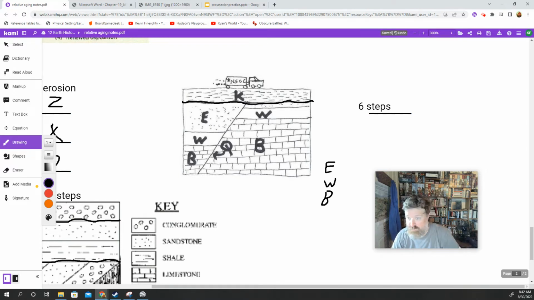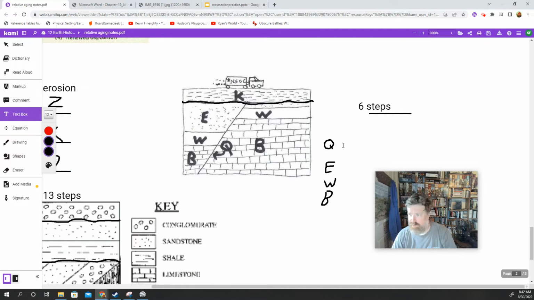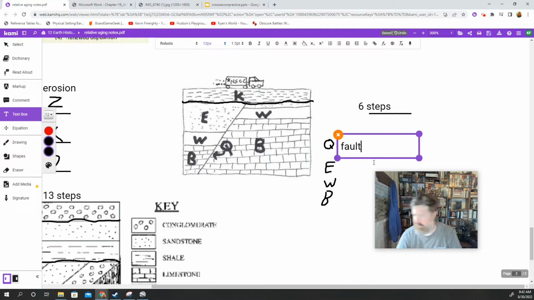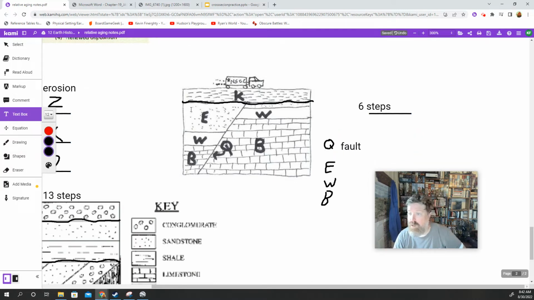Then this fault would have taken place to break the rocks. Sometimes these are labeled in these puzzles. Sometimes you'd have to just write the word fault. I'll do it either way. And I know that the erosion took place after that because that erosional surface cuts through the faults.